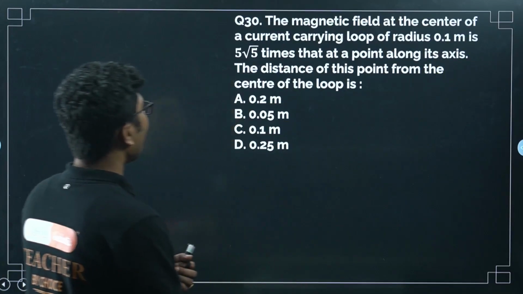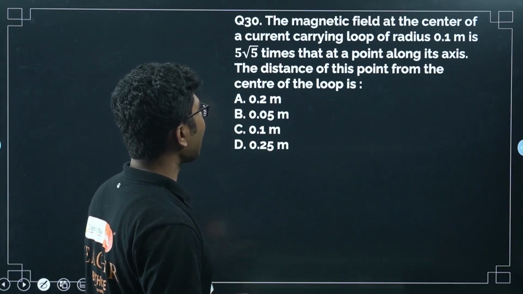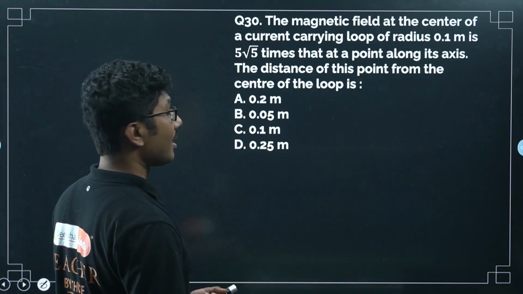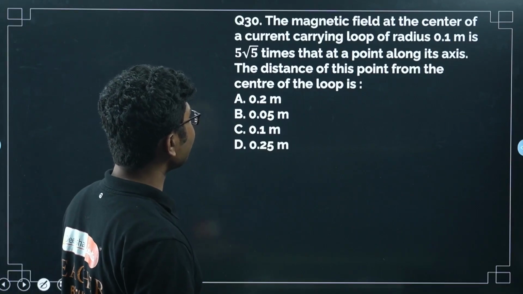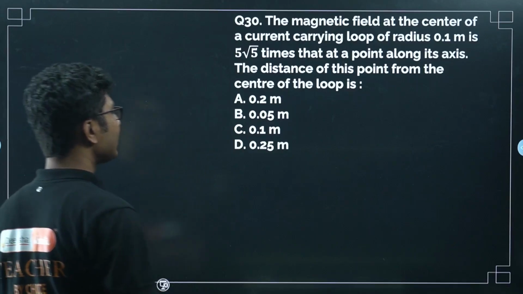Last question of today. The magnetic field at the center of a current carrying loop of radius 0.1 meter is 5 root 5 times that of a point along its axis. The distance of the point from the center of the loop is?